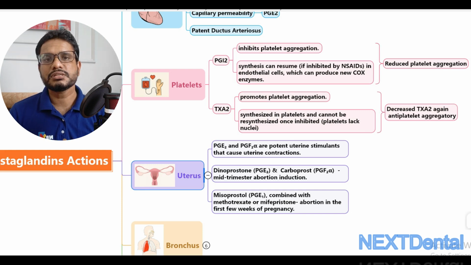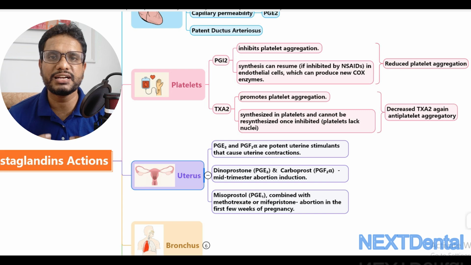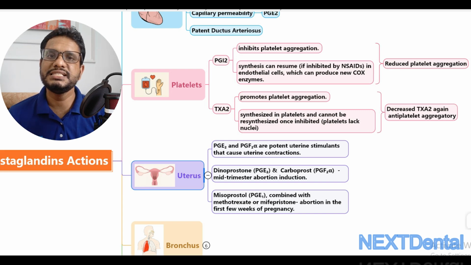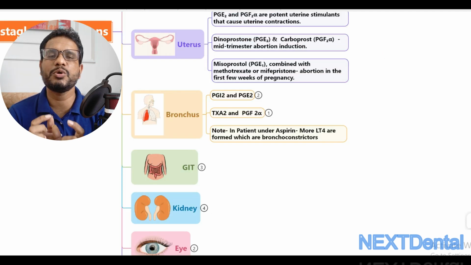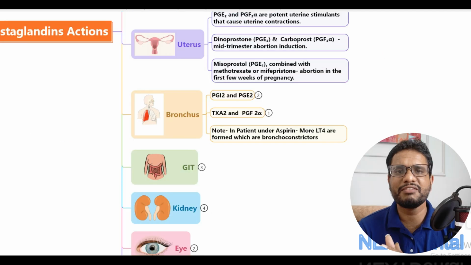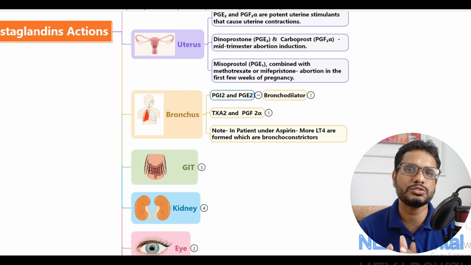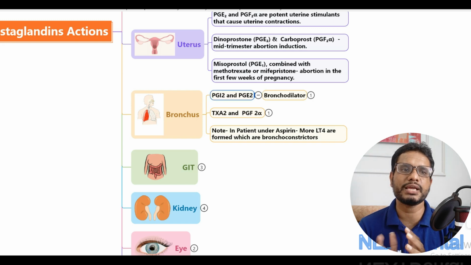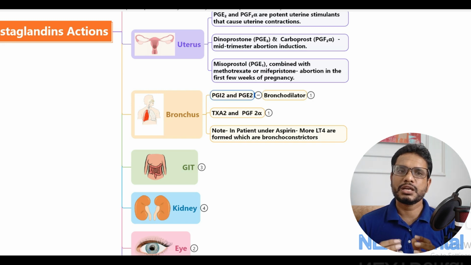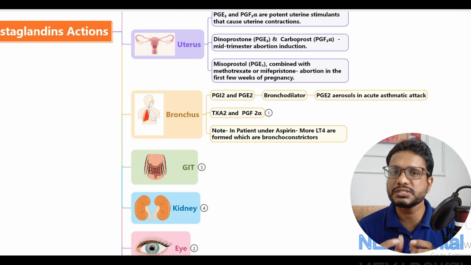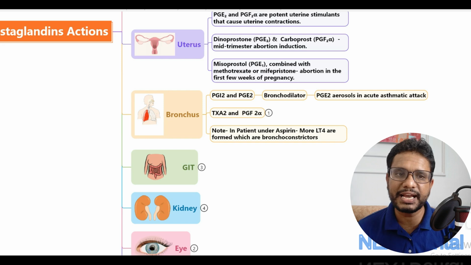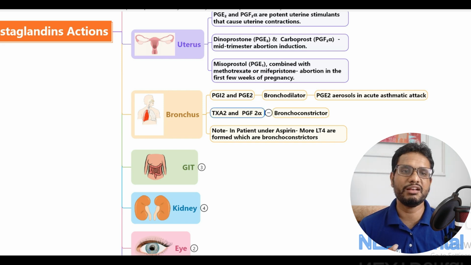Then comes the bronchus. How are these PGs going to affect the bronchus? We have PGI2 and PGE2, and these are bronchodilators. So whenever there is acute asthma, aerosols of PGE2 can be given to the patient. Some prostaglandins and thromboxane are bronchoconstrictors as well. These are thromboxane A2 and PGF2 alpha.